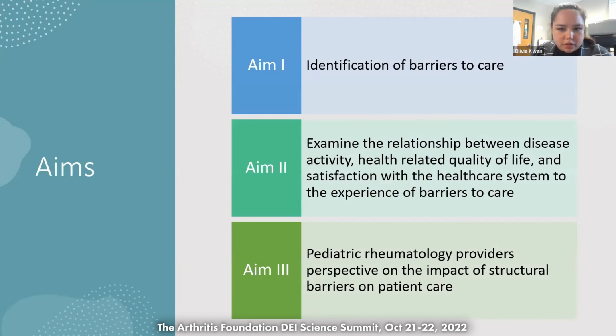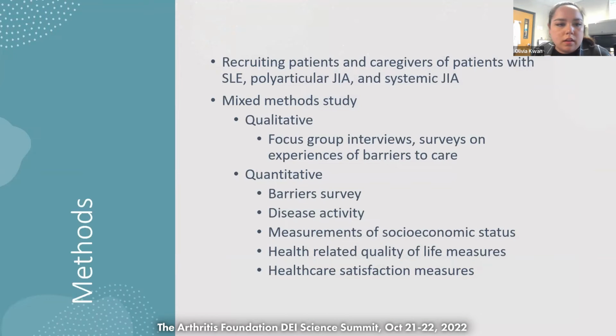Our aims for this project were as follows. Our first aim was to just identify the barriers to care. And our second aim was to examine the relationship between disease activity, health-related quality of life, and satisfaction with the healthcare system to experience of barriers to care. And then our third aim was to compare the pediatric rheumatology provider's perspective on the impact of structural barriers on patient care.